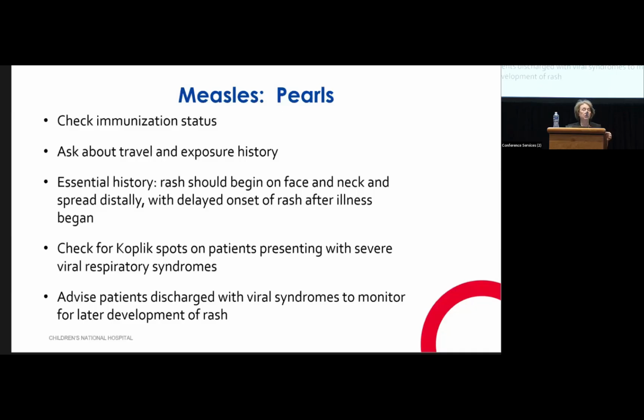If you have somebody who calls you and says, my child developed fever and a runny nose this morning, and now at dinner time has a rash, that's not measles. Remember, there are 2 to 4 days of prodrome prior to the onset of the rash. You can look for Koplik spots in any patient presenting with a severe viral respiratory infection. Again, absence of Koplik spots does not rule out measles. And if you have somebody who's been discharged with a viral respiratory syndrome, you want to observe them for later development of rash.